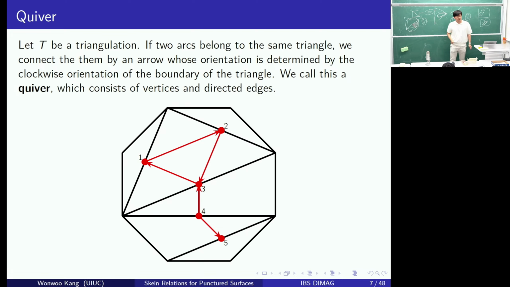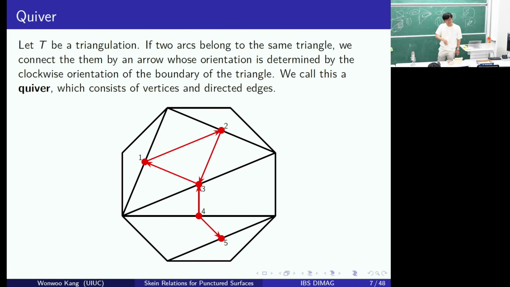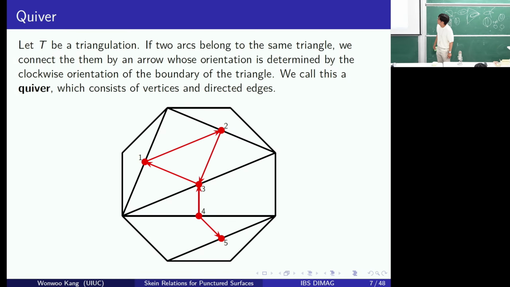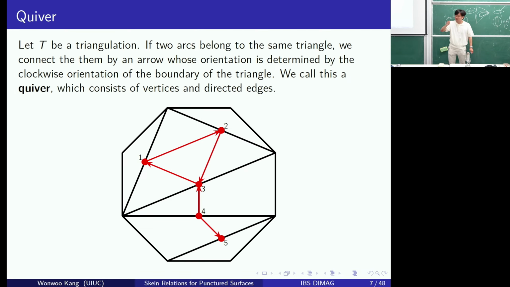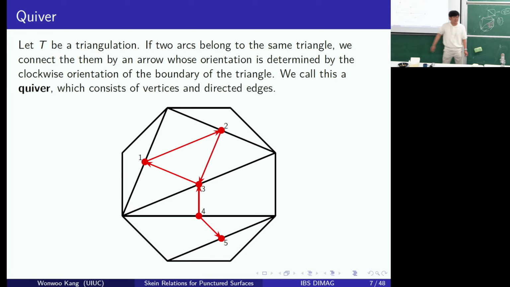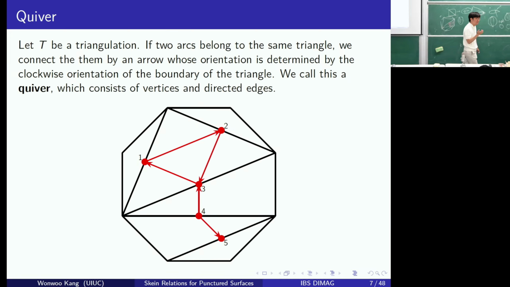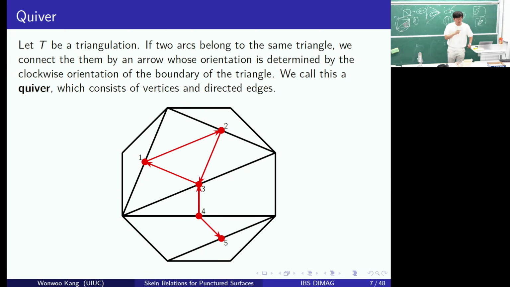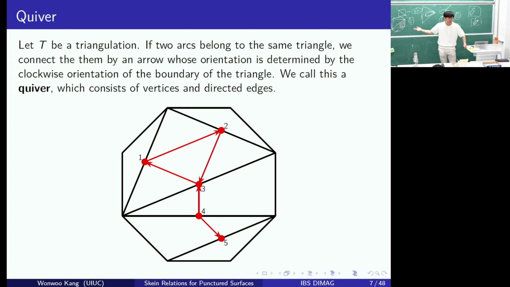Do you only care about the outer planar triangulation, or do you also care about a triangulation which involves interior points? Technically, I'm going to care about the arrows where both of their endpoints are arcs. What I mean is, can you also define a quiver for a triangulation which involves interior points? Exactly. Yes, you can.